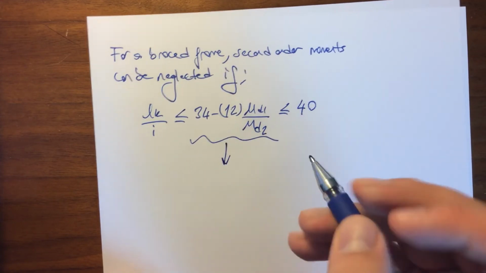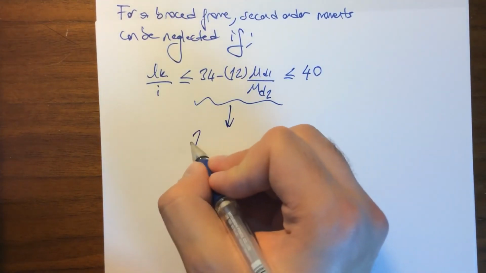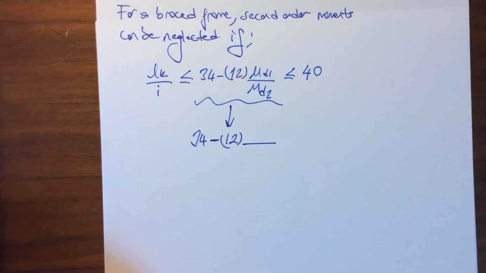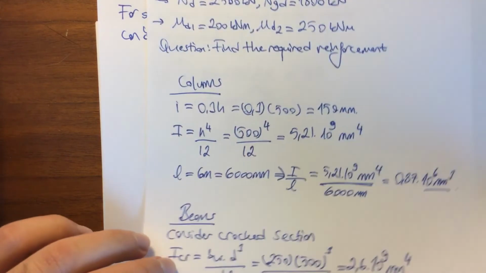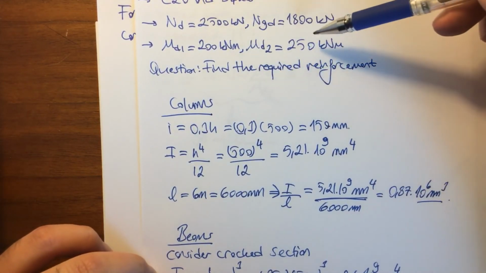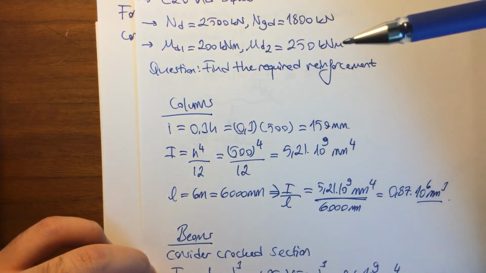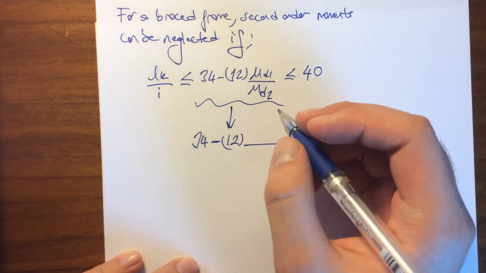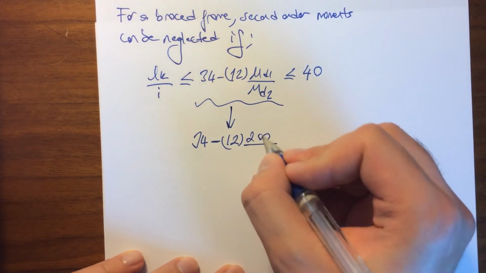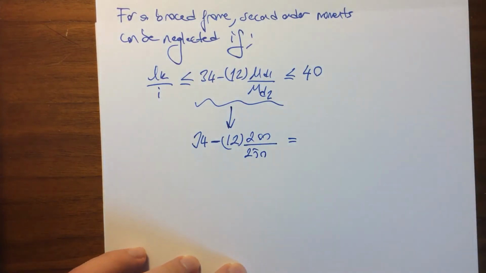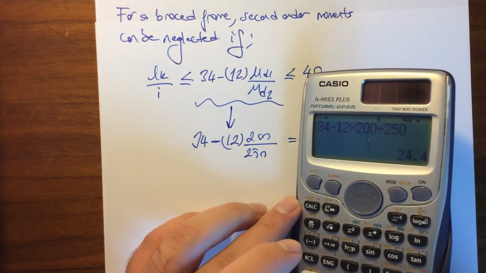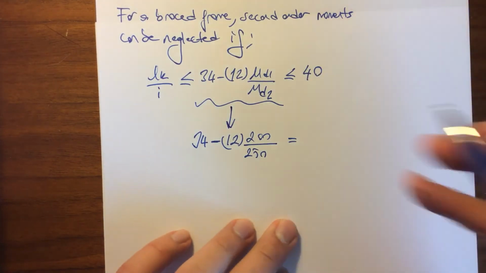Let's calculate that. So it is 34 minus 12. And what is our MD1? Our MD1 is 200 and MD2 is 250 as it is given in the question at the beginning. So I'm just plugging in those values as they are. 200 and 250. Let me do the computation. So the answer is 24.4.